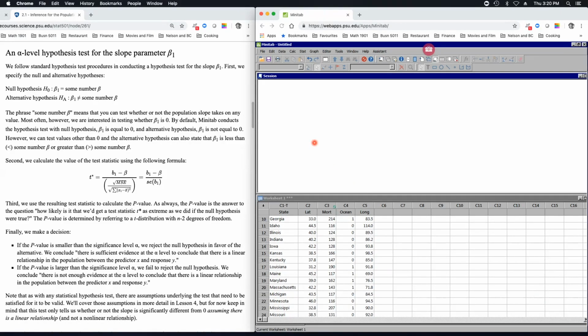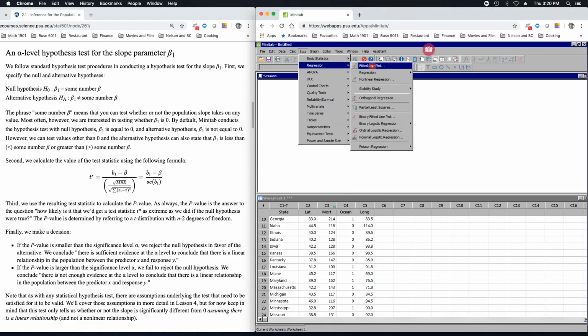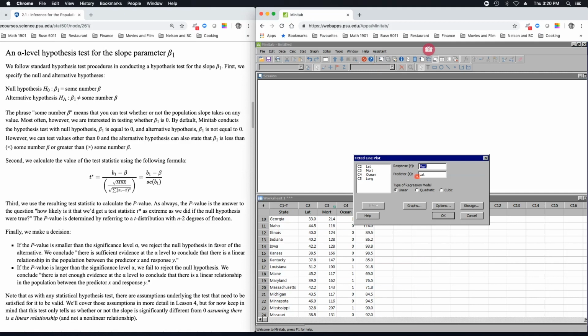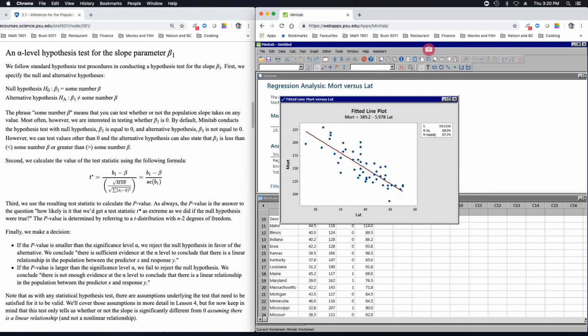Let's talk about testing the slope parameter beta 1 in simple linear regression. I'll use the skin cancer mortality and latitude example. First of all, let's take a look at a fitted line plot. We have mortality on the vertical axis, latitude on the horizontal axis. Here's our fitted regression line, and here's the equation of the line.